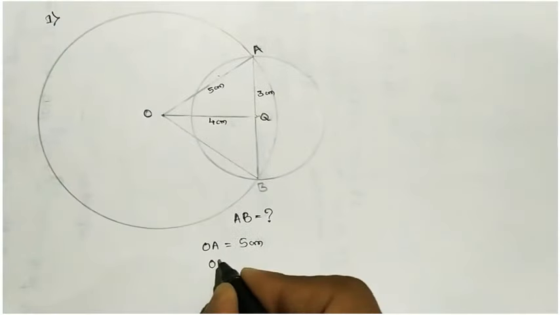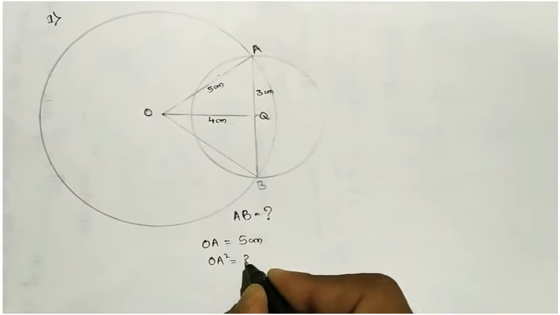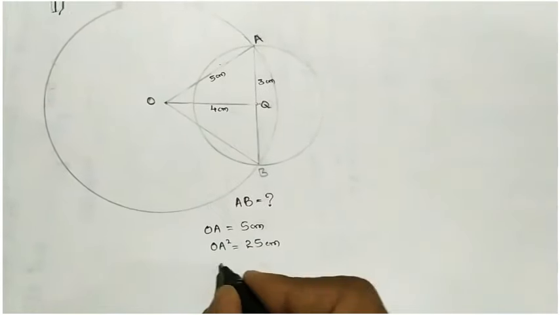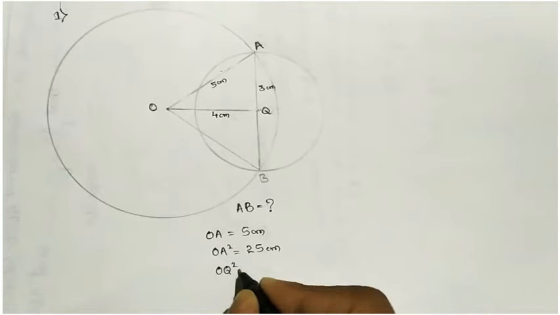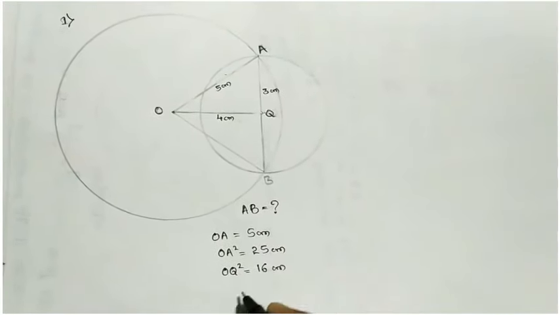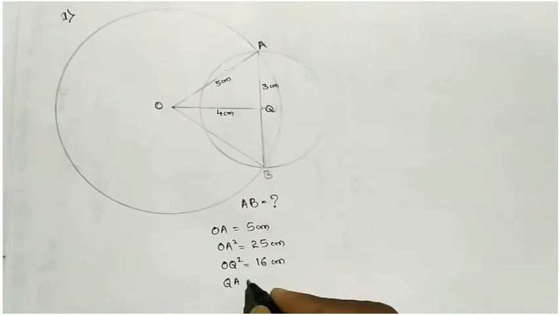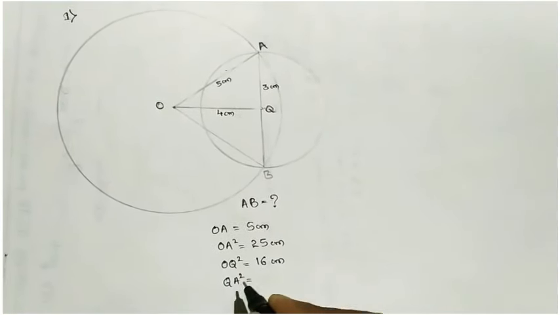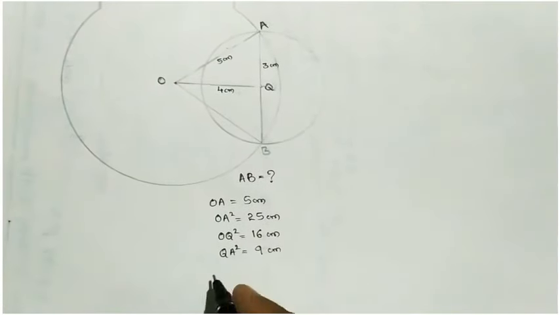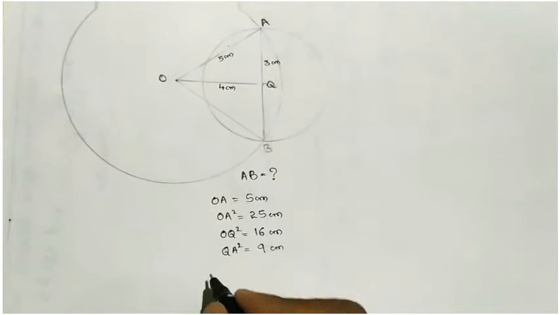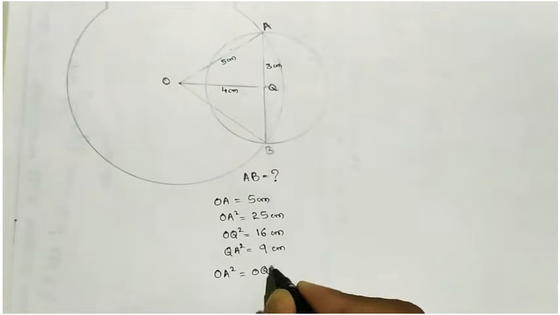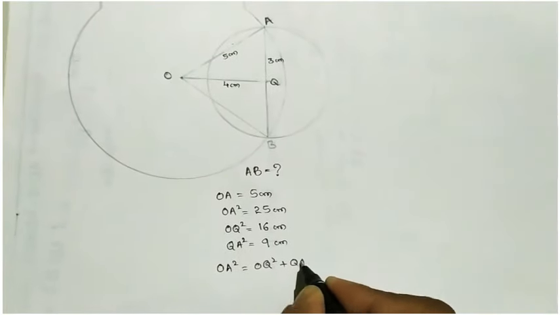First, OA is equal to 5 cm because that is the radius. So OA square will be 25. Similarly, OQ square: 4 square is 16. QA is 3 cm, so its square is 3 threes are 9. Now using OA square equal to OQ square plus QA square.